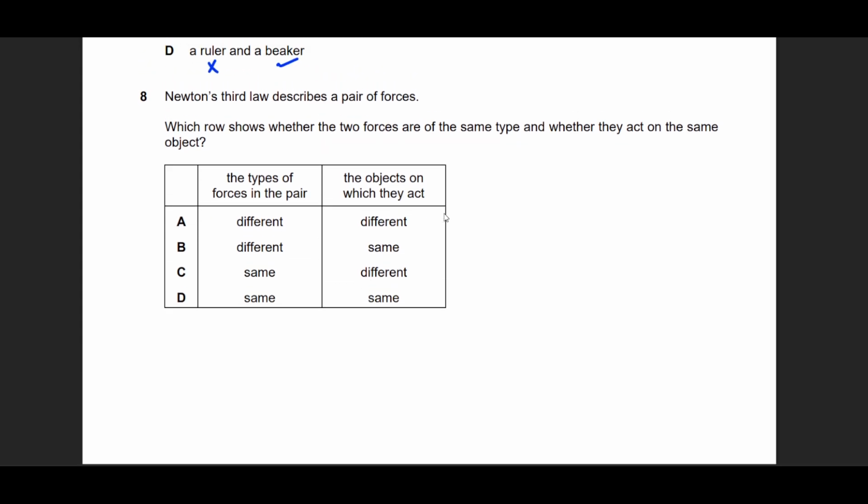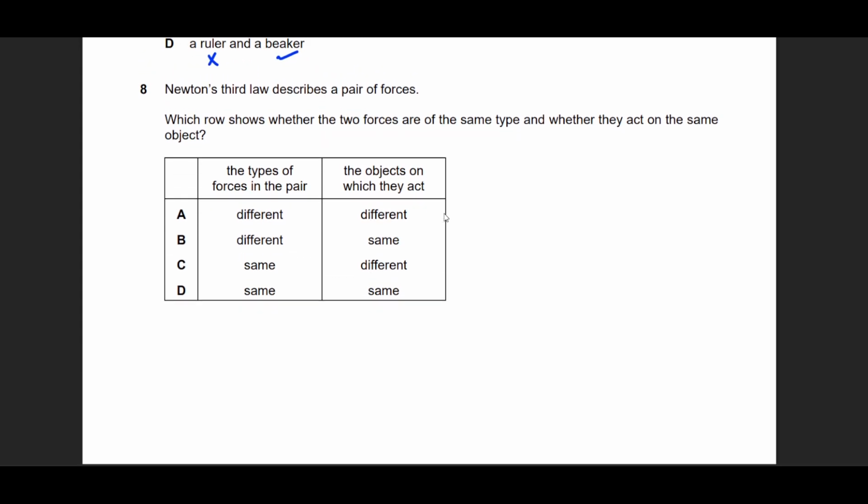Question number 8: Newton's third law describes... Now we memorize this law as action and reaction are equal and opposite. But what is the nature of the forces? Are they supposed to be different or the same? This is one of the misconceptions. As a part of the definition, the nature of the forces should be the same. The second thing is that the objects that they act on are supposed to be different. They're not acting on the same object.